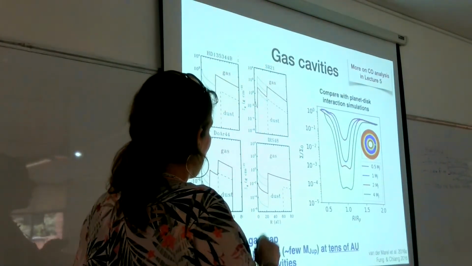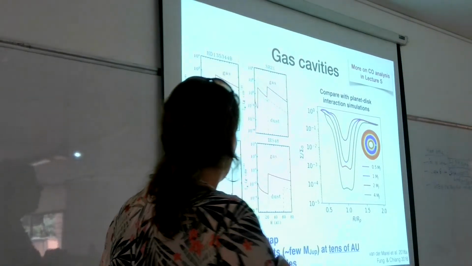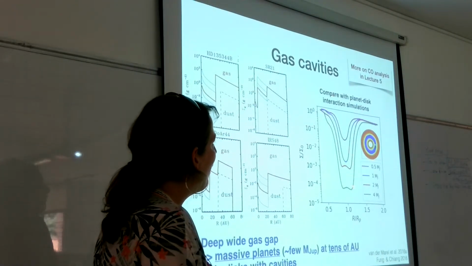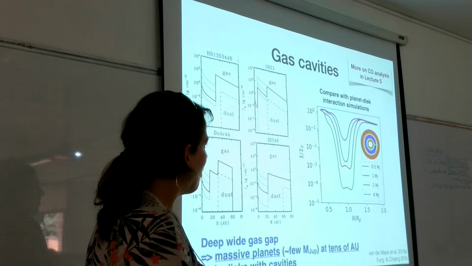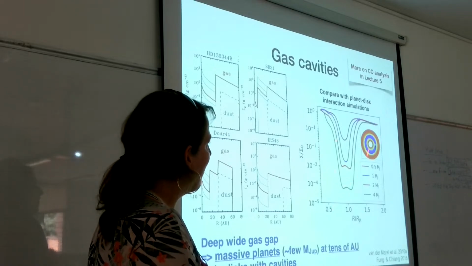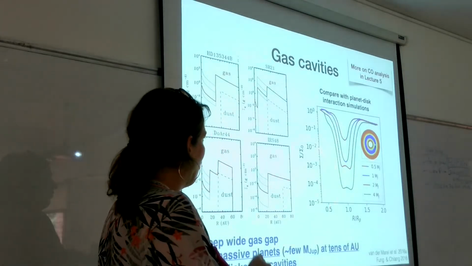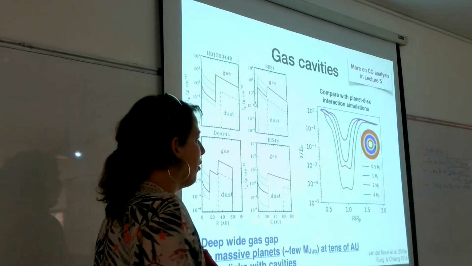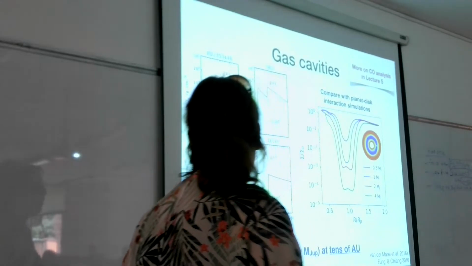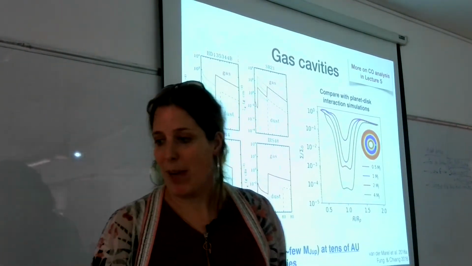For all these 4 disks, we found pretty deep depletion of 1, 2, or even 3 orders of magnitude. If you compare that with planet-disk interaction simulations, where the surface density is a function of R, and here is the location of the planet as the result of a planet carving a gap, we see that several orders of magnitude means several Jupiter masses of planets must be responsible. So at least for these transition disks, there must be very massive planets.